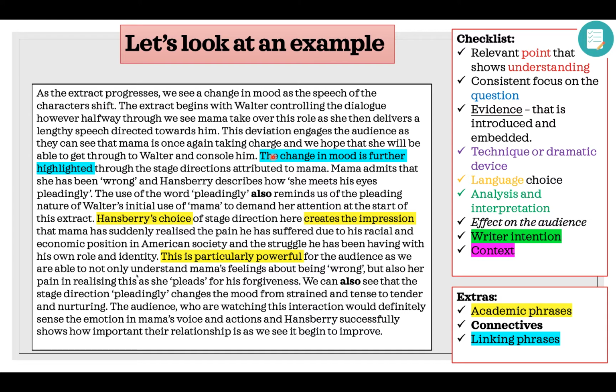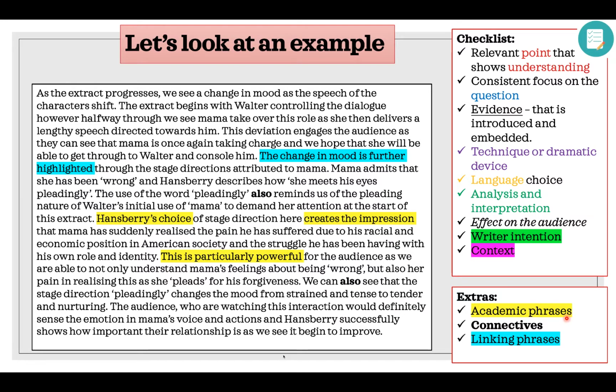Now notice how within this paragraph I come back to this. The change in mood is further highlighted. So here we have a linking phrase. So I'm linking back to my initial point to show that everything that I'm saying is linked together, or it's developing. Notice how we also again have the use of connectives to show that we're adding our ideas, or we're adding analysis, or adding interpretation, but also the use of academic phrases.